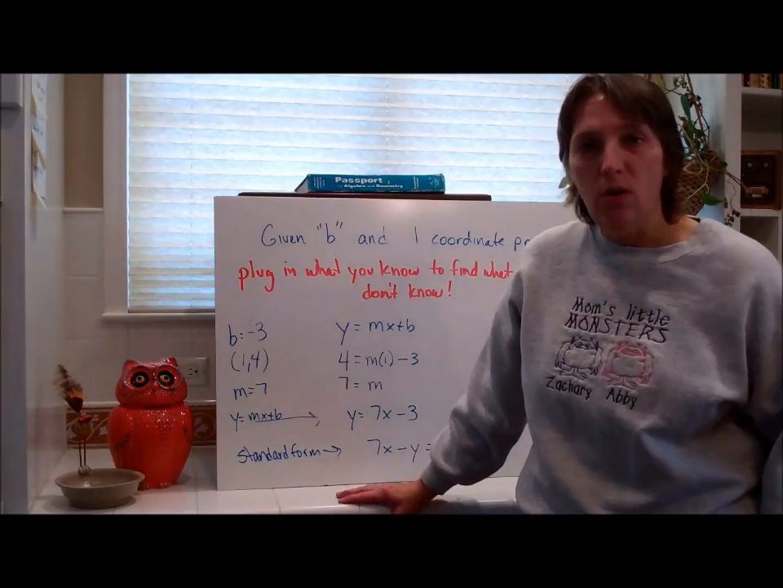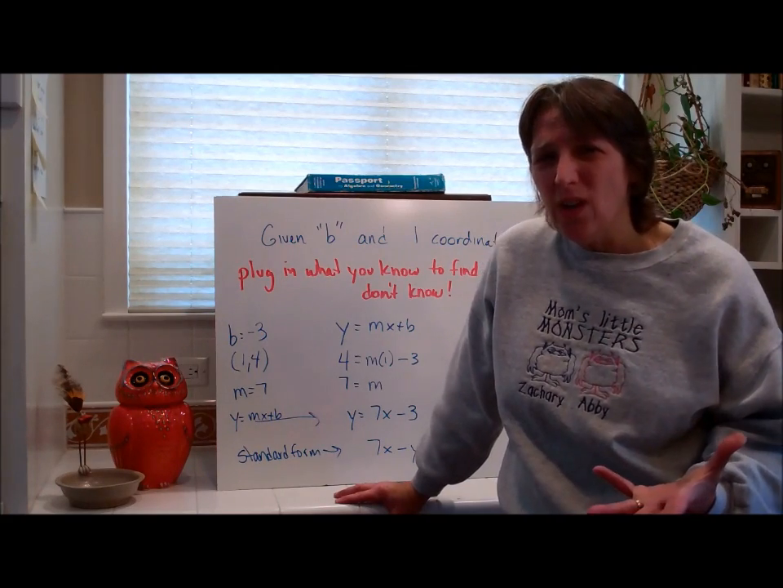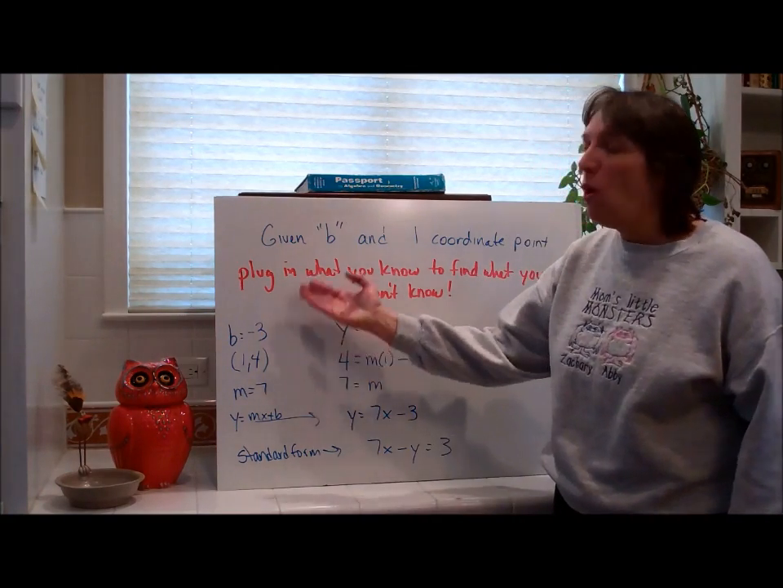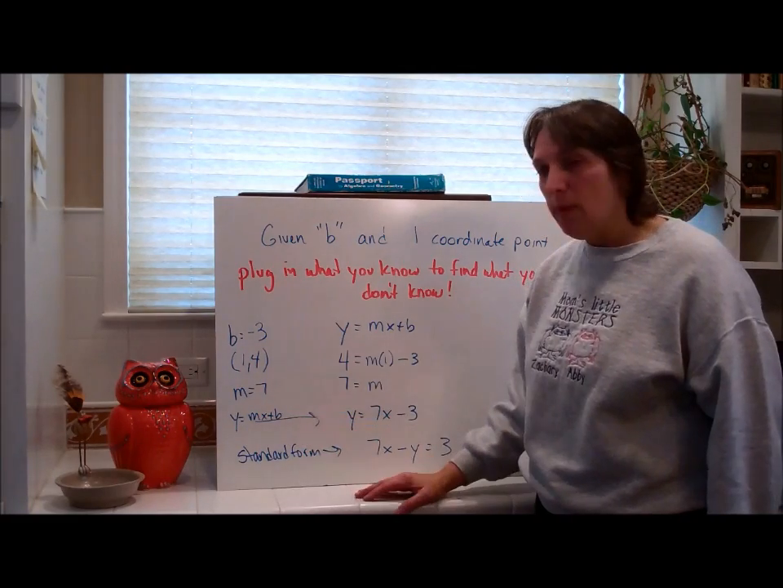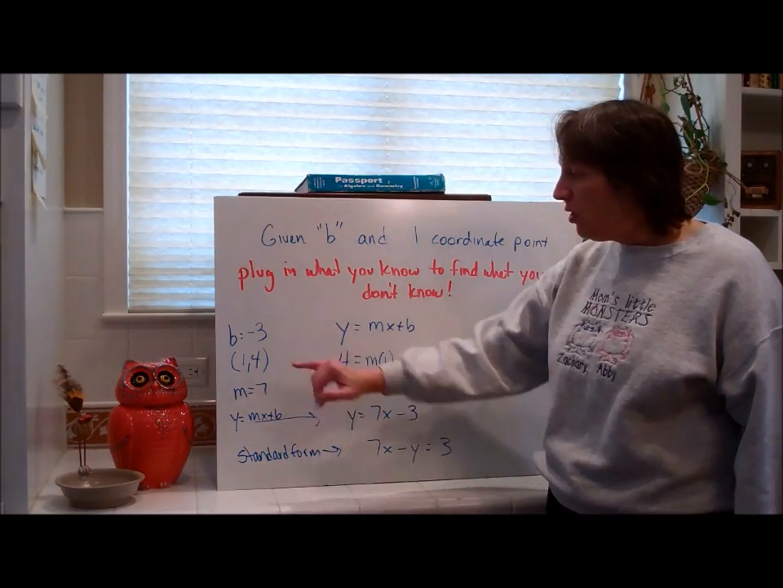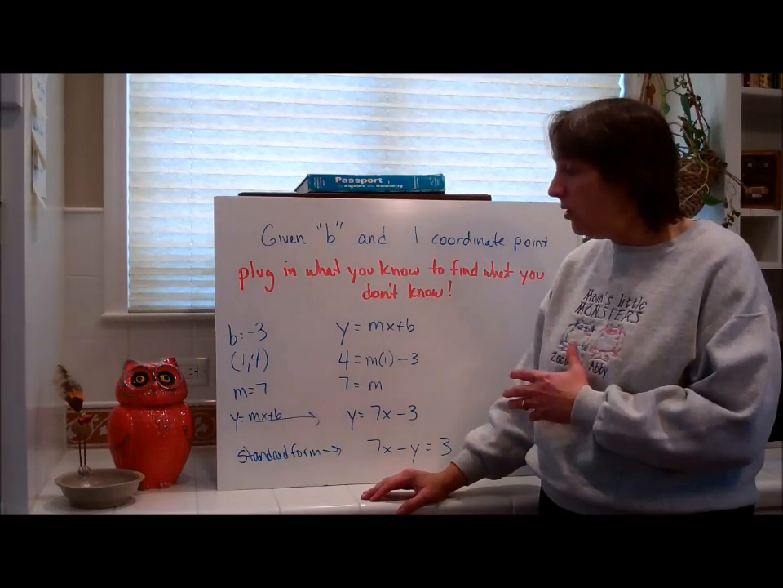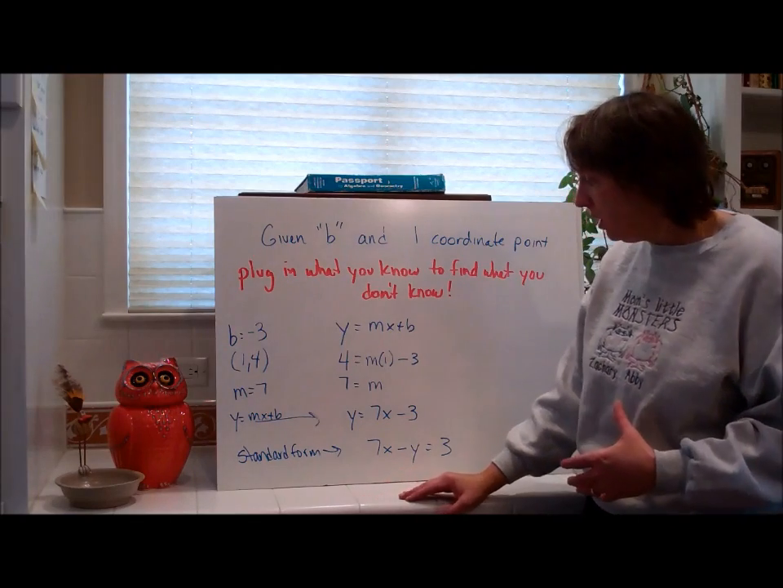We're not done though, because we have the slope now and the y-intercept, and we need the equation. So we need to now go back to y equals mx plus b form and plug in the slope and the y-intercept. We're done with the coordinate point. That just helped us to find the slope that was missing.